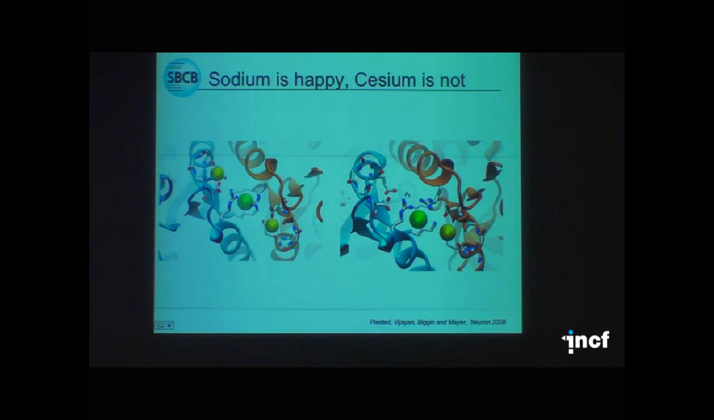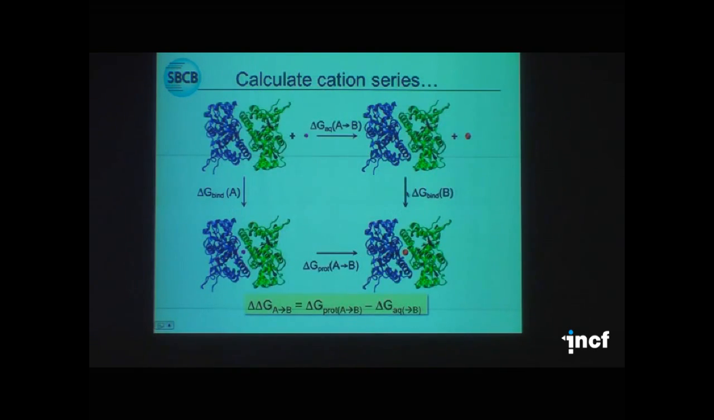So at this point we decided to do free energy calculations. We can calculate the free energy of binding an ion to those different sites. We can do that absolute free energy for the binding of a sodium ion, for example. And then we can also calculate, using this sort of method, a thermodynamic cycle, relative free energies. Relative free energies are a bit easier for us to calculate.